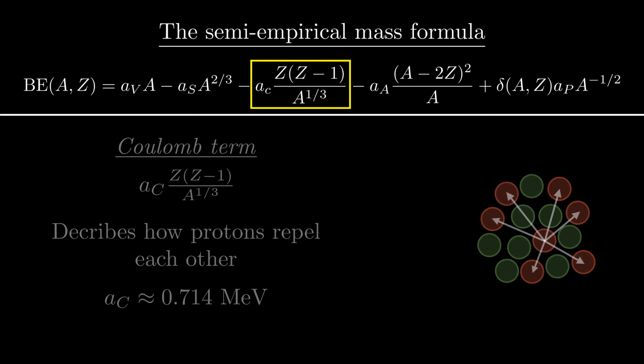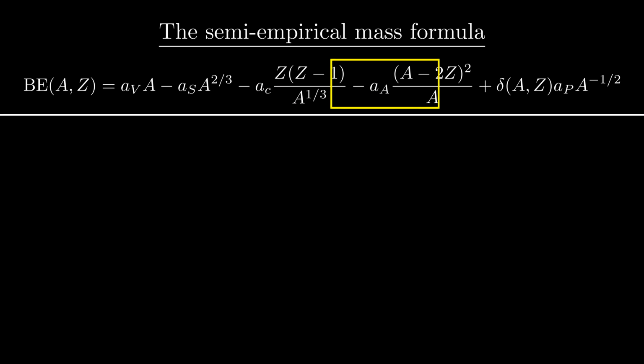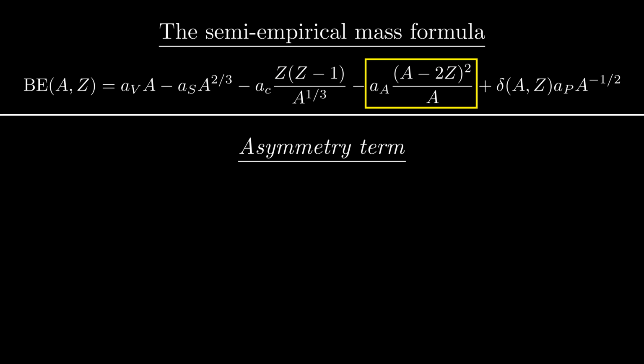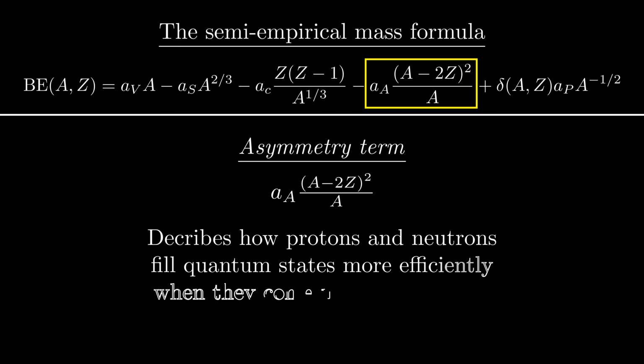Now the last two terms are a little more tricky to understand, and we'll start with the asymmetry term. Remember that the Pauli exclusion principle prevents like fermions from taking on the same quantum state in a system. If we had a hypothetical nucleus made up of just protons or just neutrons, the nucleons would be forced into higher energy quantum states than if we had a nice mix of protons and neutrons. This is actually the main reason for the 2-proton nucleus from earlier not being stable.